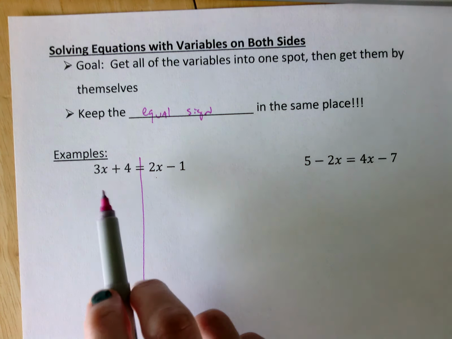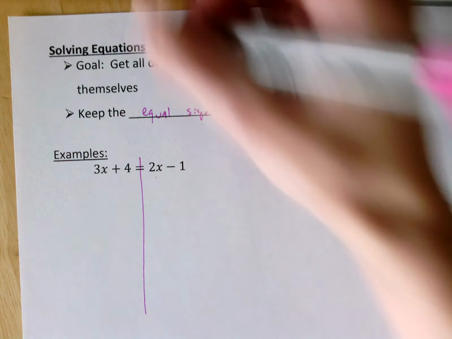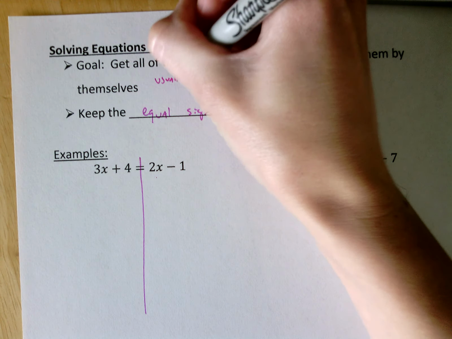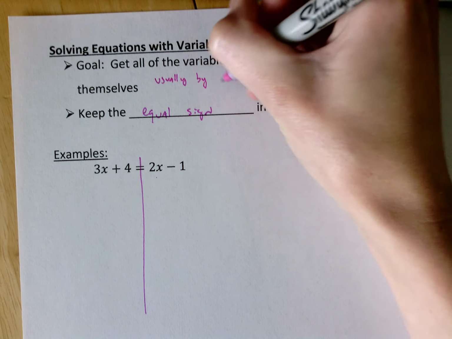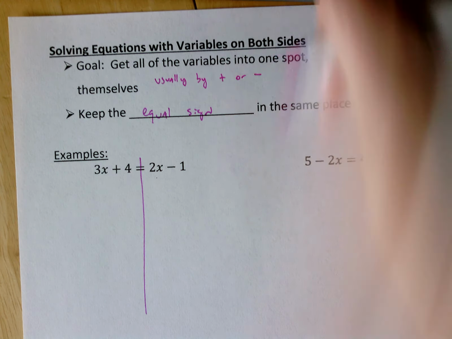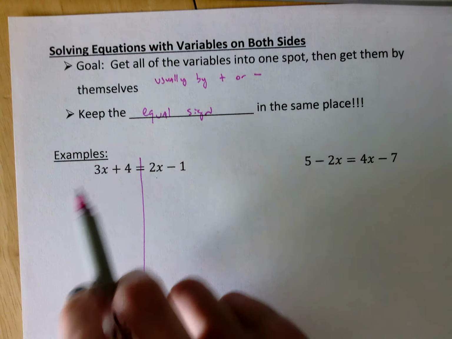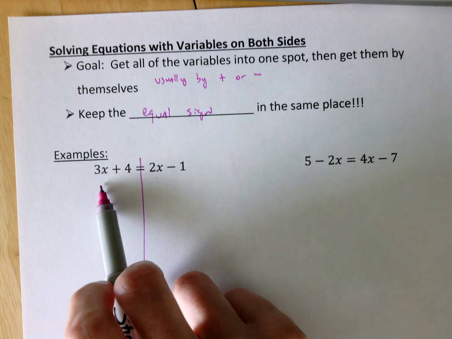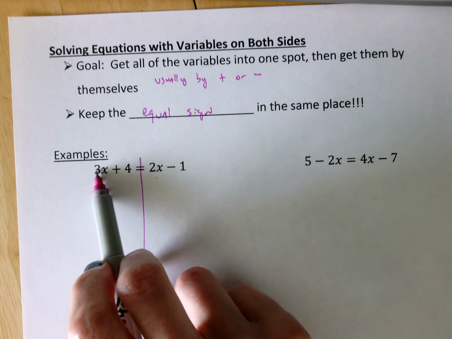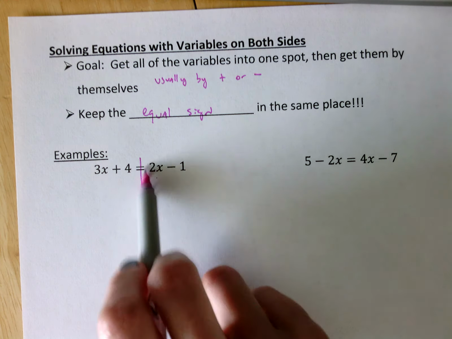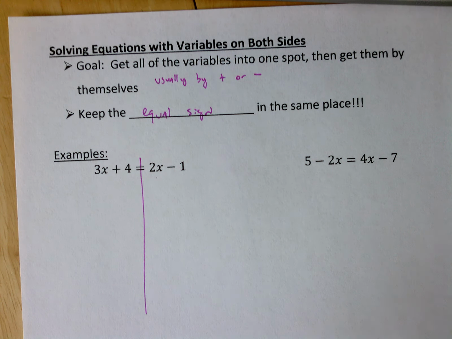Okay, so in order to do that, you're usually going to add or subtract. So you've got two options here. You could subtract this 3x from both sides since it's a positive 3x, or you could subtract the 2x from both sides since it's a positive 2x. It does not matter which way you do it.